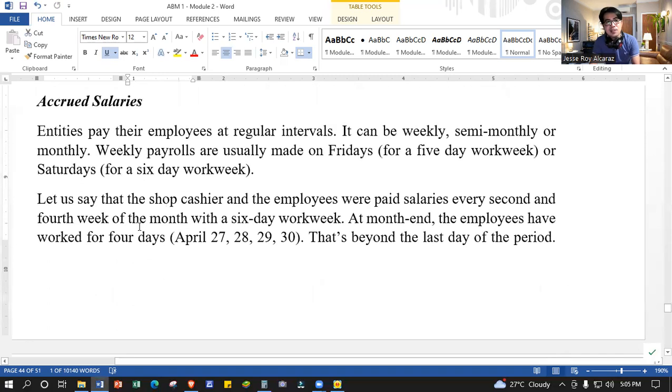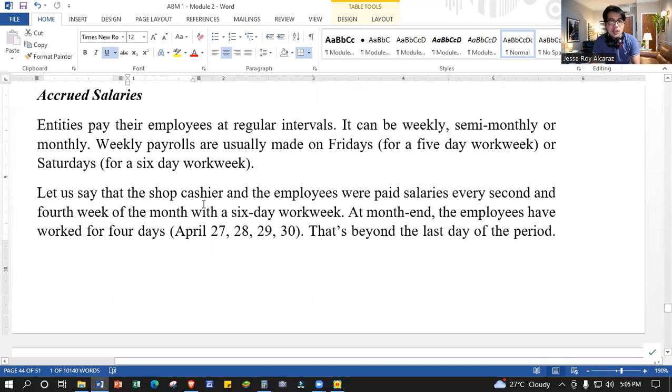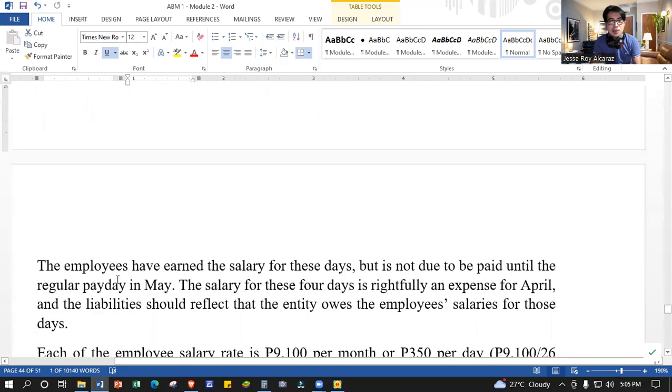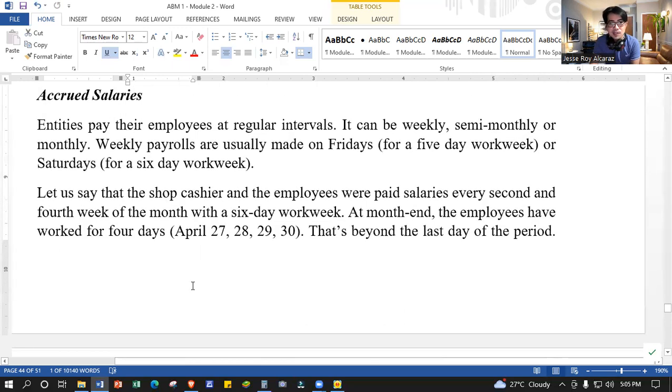Okay, accrued salaries. Let us assume that the shop cashier and employees were paid salaries every second and fourth week of the month, with a 6-day work week. At the end of the month, the employees have worked for 4 days. That's beyond the last day of the period. So the employees have earned the salary for these days but it is not due to be paid until the regular payday in May. Since it's Monday, Tuesday, Wednesday, Thursday, there's no Friday and Saturday yet. So they cannot be paid yet.